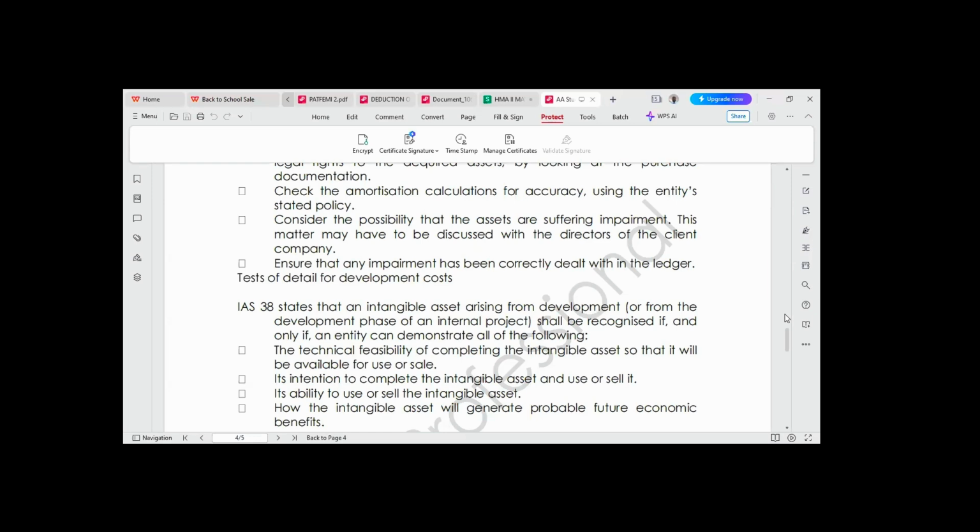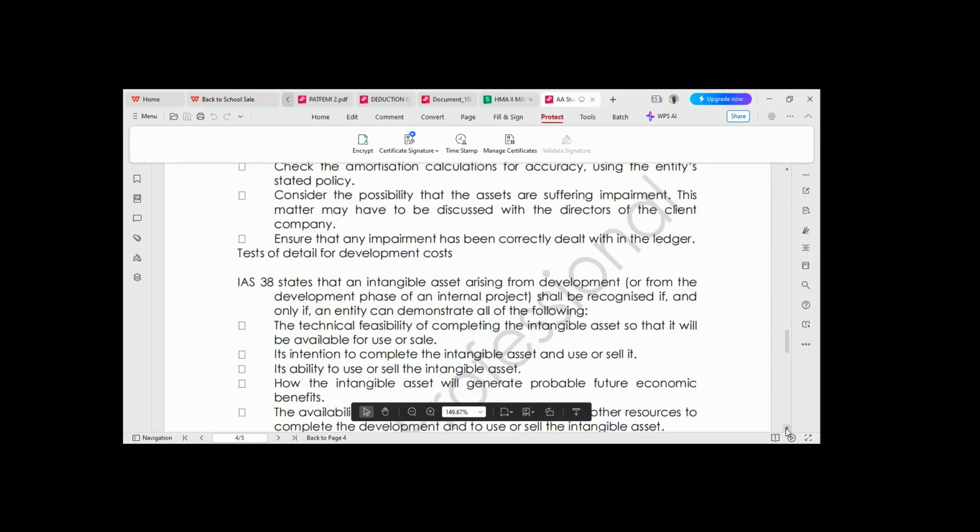So what we are saying here is that for you to recognize development cost, there are certain conditions you must fulfill. One of them is that there should be technical feasibility of completing the intangible asset, and that it will be available for use or for sale. Its intention to complete the intangible asset and use or sell it. The ability to use or sell the intangible asset. And how the intangible asset will generate probable future economic benefit.